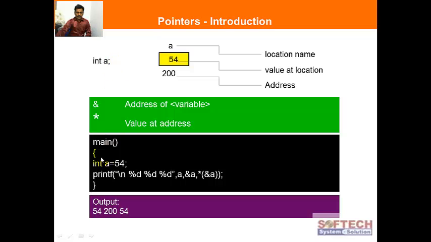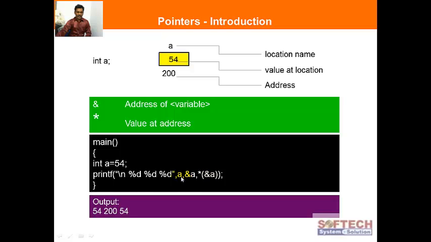In this example, integer a, then a equal to 54. This is a program, that is main. Integer a equal to 54, so it allocates 2 bytes, and then 54 is assigned to that memory location. For example, the compiler asked the operating system to allocate 2 bytes of memory for a variable, and that address is 200. Then we give printf with %d %d %d, then a, &a and *&a.